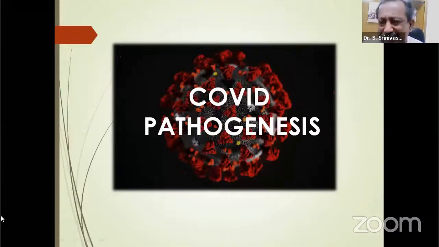So to understand easily, there are three things happening in COVID patients. Number one is hypoxia. Number two, some inflammation is taking place. Number three, there is microthrombi formation. Our target of treatment is only these three. So how this hypoxia is occurring in COVID patients, we'll see one by one.